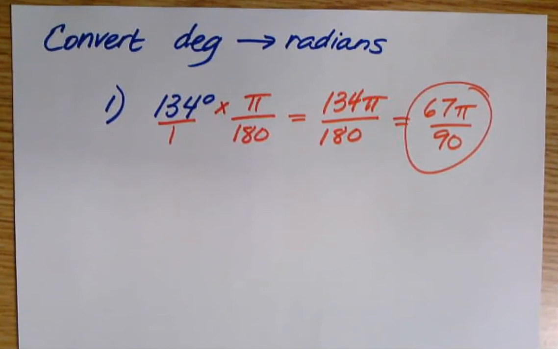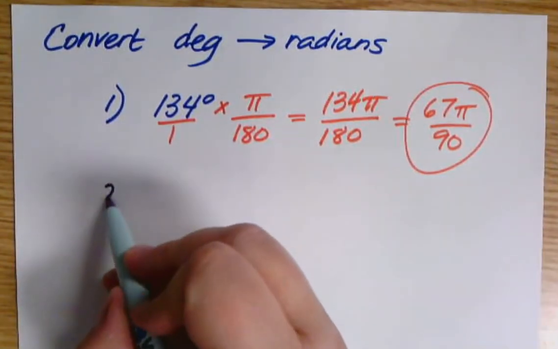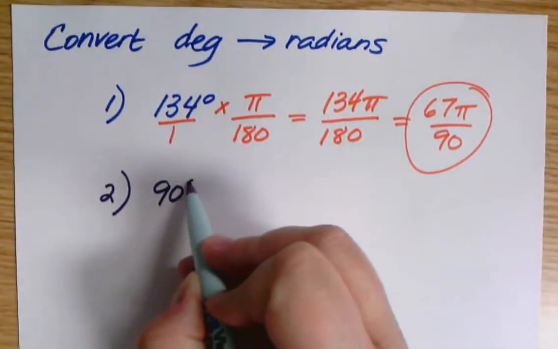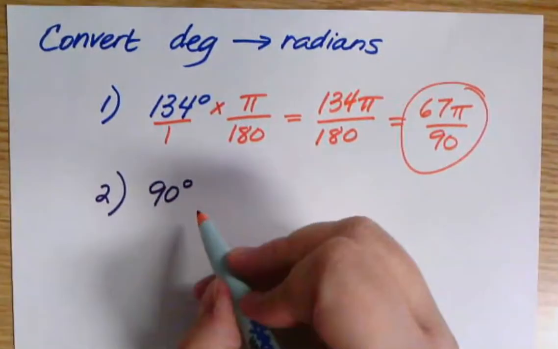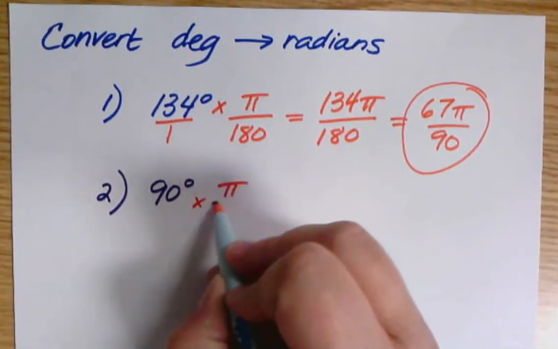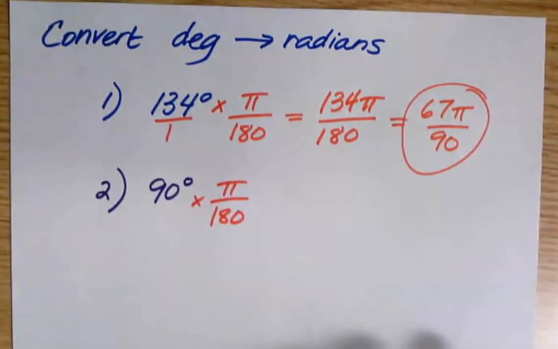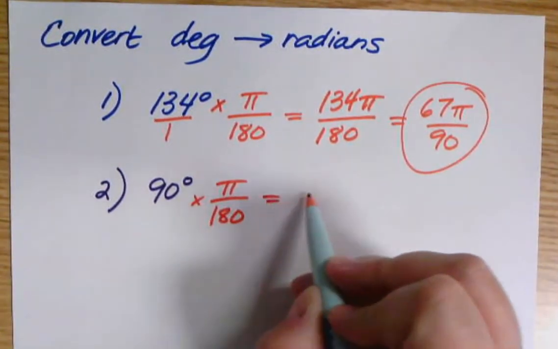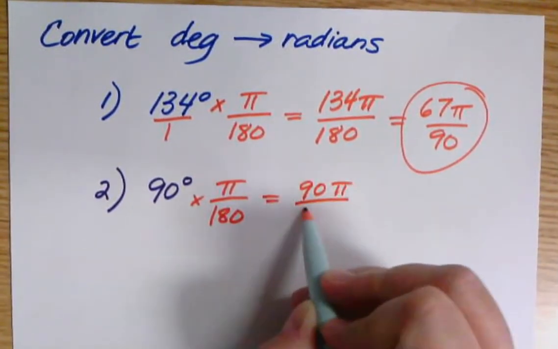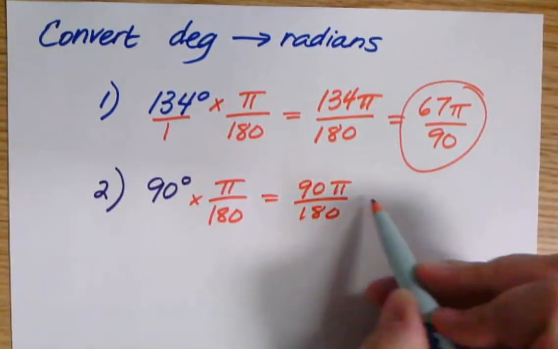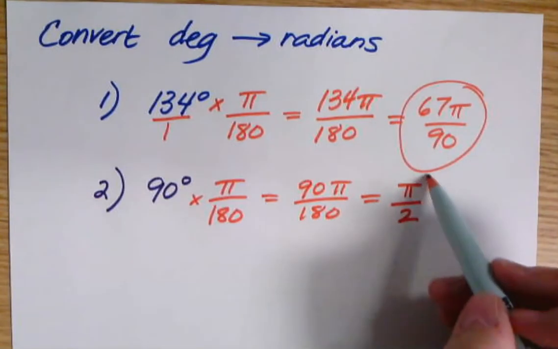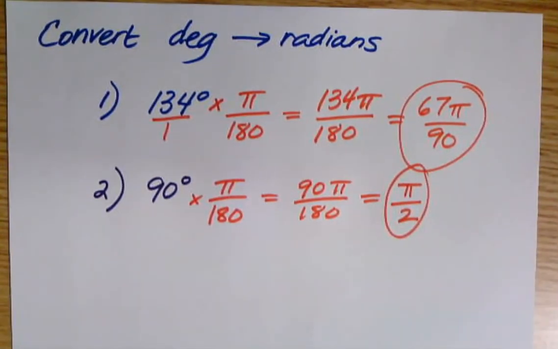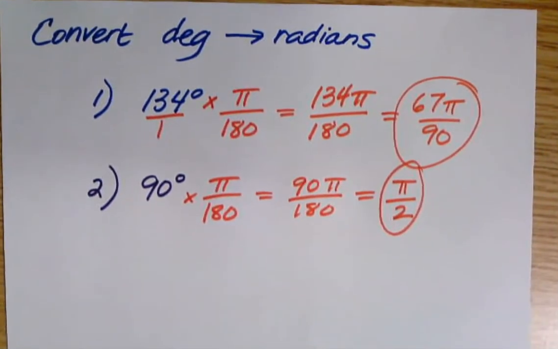All right, let's do another one. Let's say I've got 90 degrees. Why not? Okay, remember that 180 is equal to pi. That's why we're multiplying by pi over 180. If 180 is pi, then 90 should be half of pi. 90 over 180 simplifies to 1 over 2. So this is how we write half of pi. So 90 degrees is pi over 2.